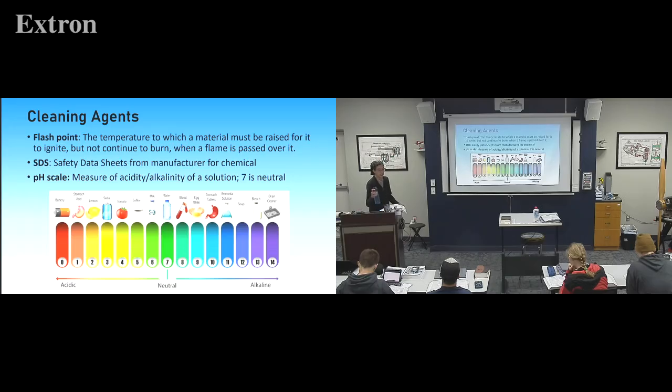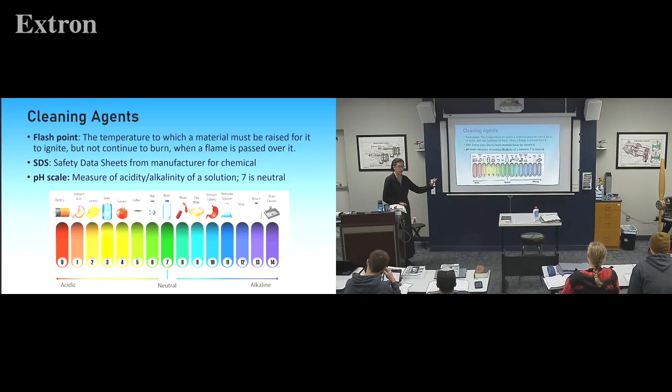Some terminology you need to be aware of as we talk about these agents and their properties are these three things. So flash point is the temperature to which a material or cleaning solution must be raised for it to ignite, but not continue to burn when a flame is passed over it. So mainly what it means is the temperature where, if you heat up a liquid, it starts to give off vapors, and if you get a flame near those vapors, they combust, ignite.